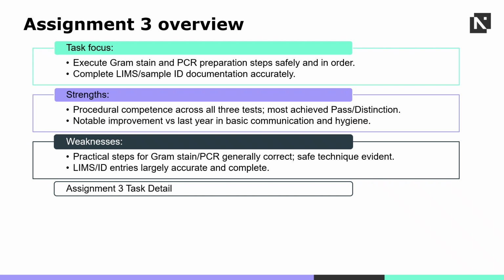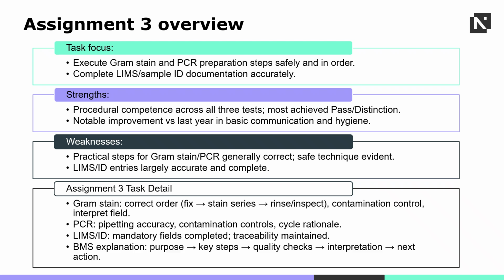Let's look at last year's assignment task in a bit more detail and what we're looking for. So for a Gram stain, the order matters: fix, then stain series, then rinse and inspect, while controlling contamination and interpreting the field. For PCR, demonstrate pipetting accuracy, contamination controls and cycle rationale. For LIMS or ID, complete all mandatory fields to maintain traceability. In the BMS explanation, hit 5 beats: purpose, key steps, quality checks, interpretation, next action.